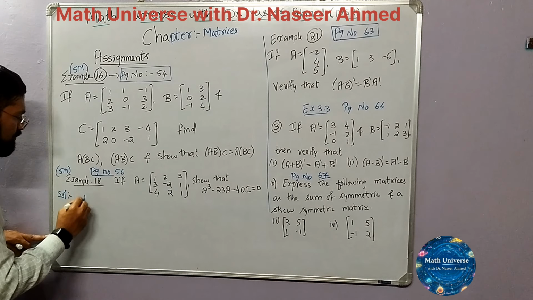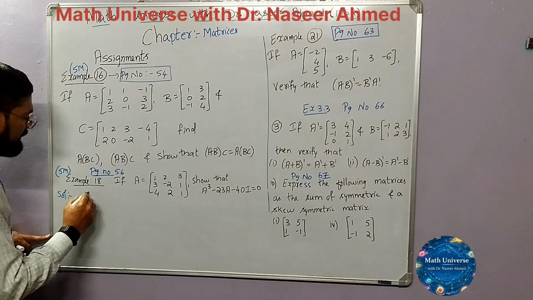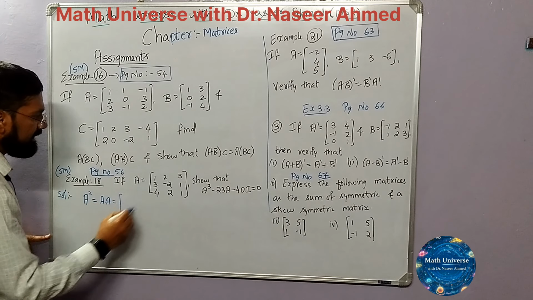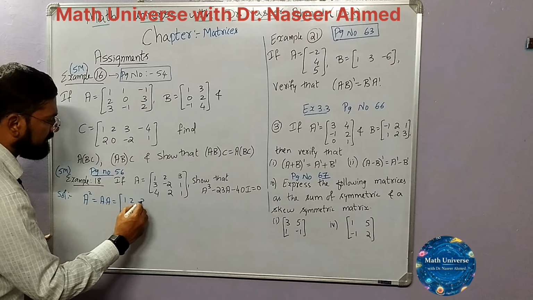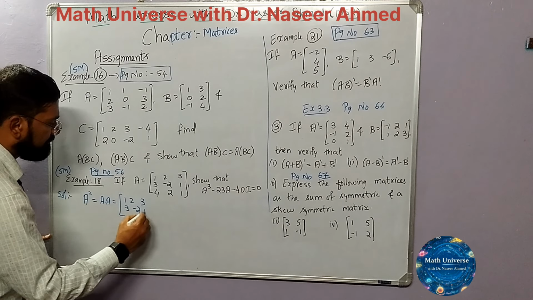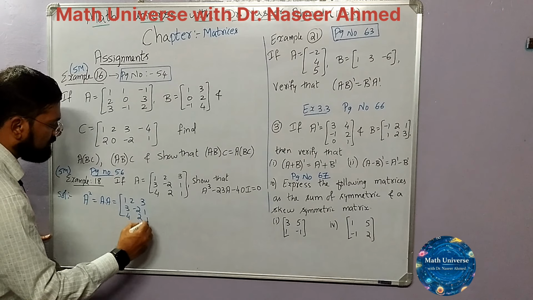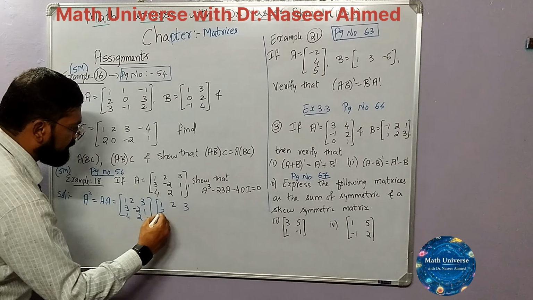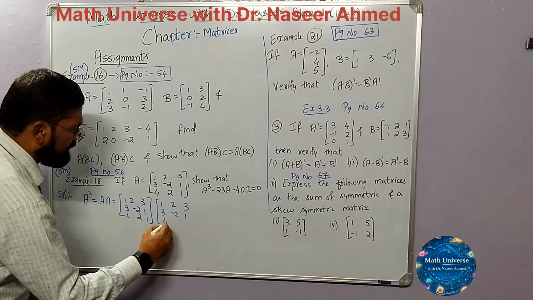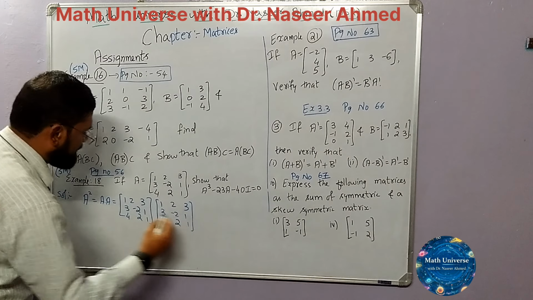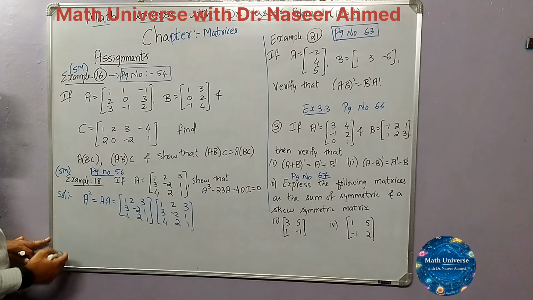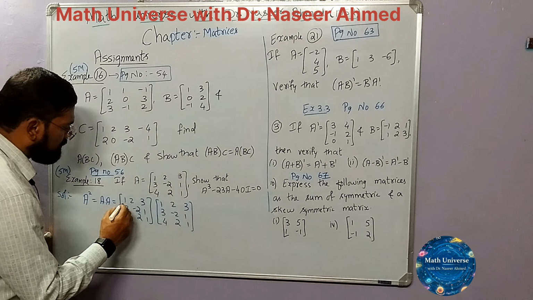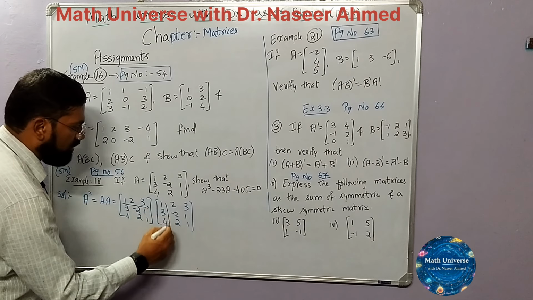I will find A cube, which needs A square. A square means multiplying A twice. So what is A? This matrix element we can write. I thought let me teach you once how to find A square. It should not happen that you square each and every term. A square means multiplying A twice. Now how are you going to multiply two matrices? It is row versus column.